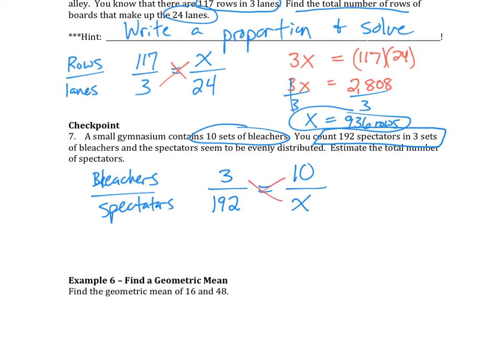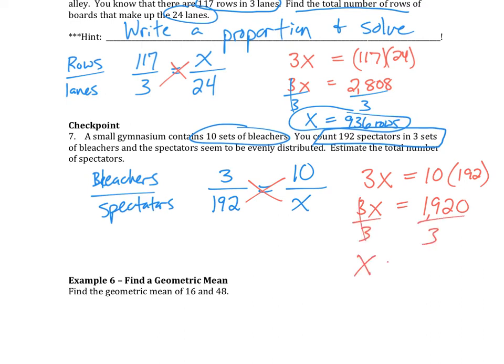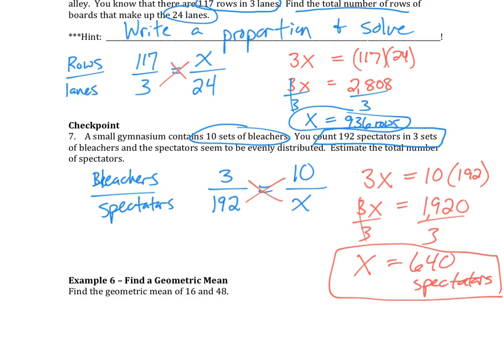So we cross multiply. 3 times x equals 10 times 192. So 3x equals 1920. To get x alone, we would divide by 3. So x would equal 1920 divided by 3, which is 640. So roughly, they could fit 640 spectators in the 10 sets of bleachers.